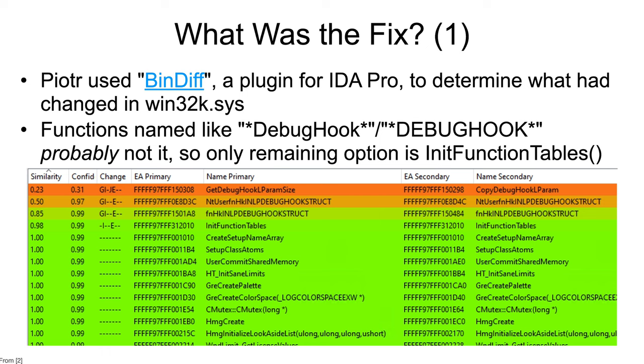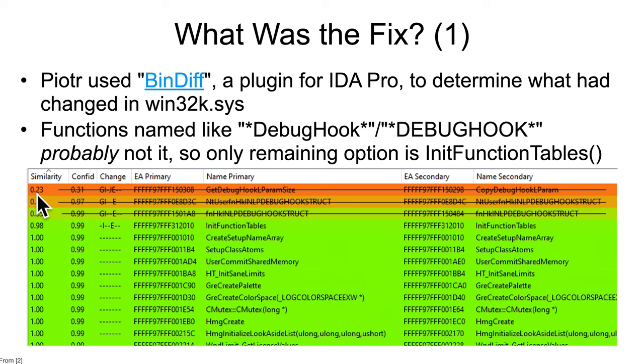All right, so that is the background. What did Pyotr do to figure out where the actual vulnerability was? Well, he started by using another tool called BinDiff, which works as a plugin to IDA Pro. It does a difference analysis between two binaries, and it tries to find things that are similar. So for the similarity score, if they're 100% similar, then we think this thing at that offset is exactly the same code as that thing at that offset, so we think they're the same function.